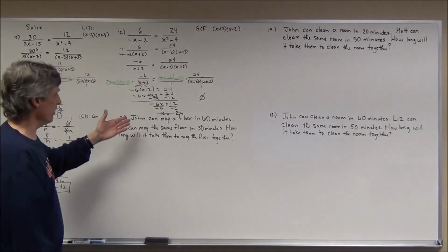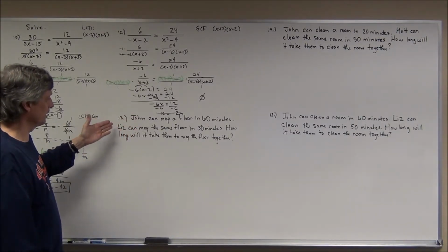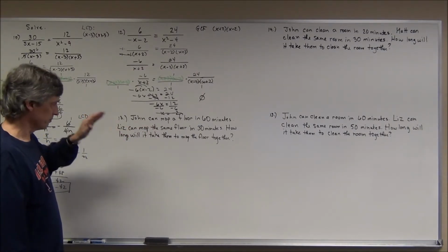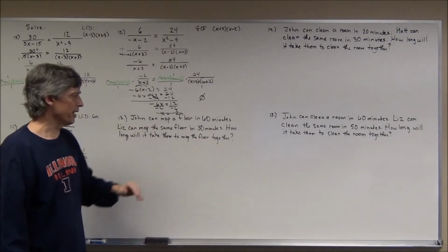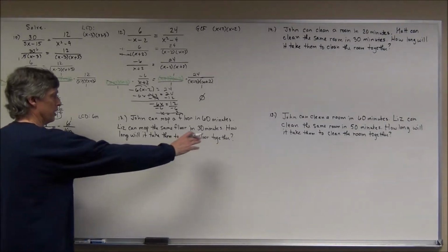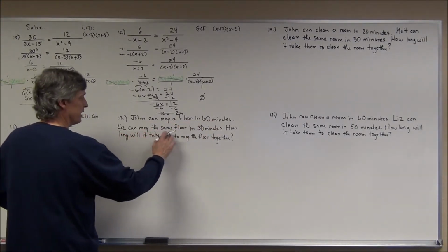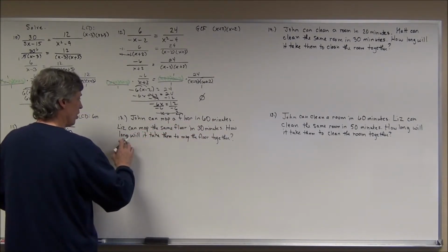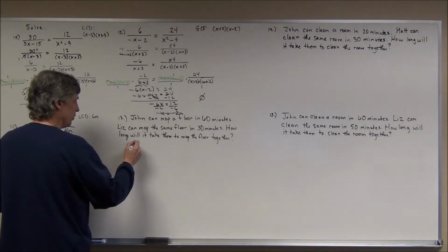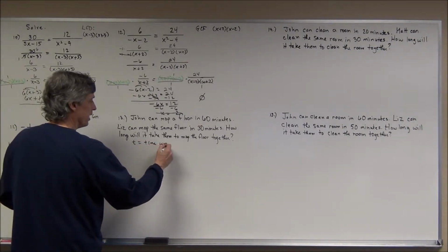So we're going to figure out what fraction of the job, like in this first problem, John does, what fraction of the job Liz does, and we're going to add those two fractions together to figure out how long if they work together. Okay? So since that's your unknown here, how long is it going to take them to mop the floor together? John can mop the floor in 60 minutes. Liz can mop the same floor in 30 minutes. How long will it take them to mop the floor together? I'm going to let t, or x, or whatever variable I want, be the time working together.